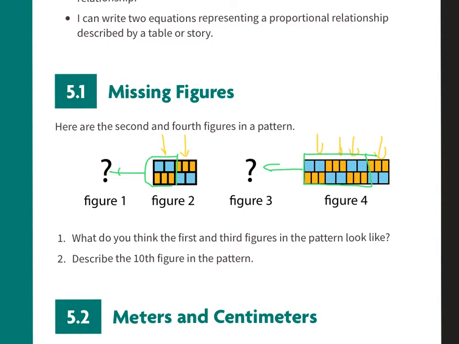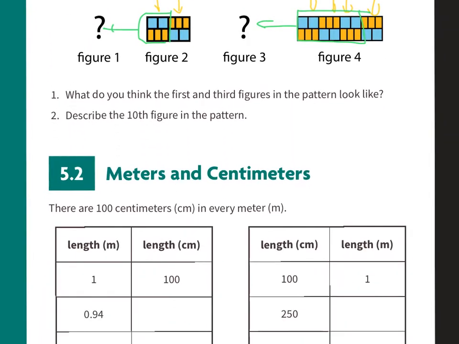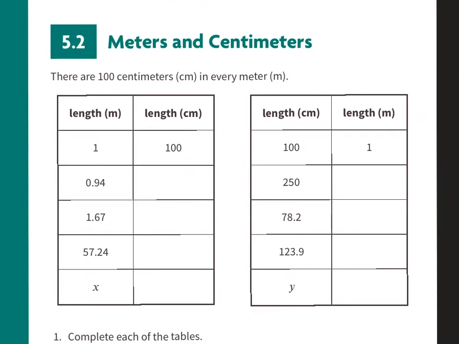Well, the 10th figure is going to be figure 2 just 5 times in a row. Blue on top, blue on the bottom, blue on the top, blue on the bottom, all the way up to 10. Okay? So if we turn to page 40, let's get into the good stuff. There are 100 centimeters in every meter. So we need to fill out the chart.